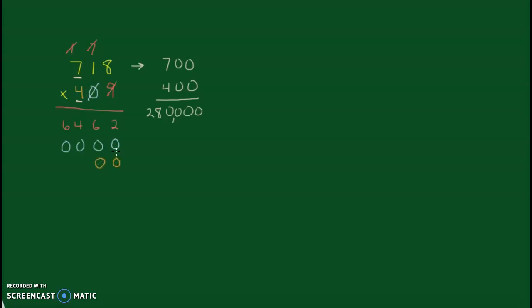Anytime we multiply a whole number by 100, it's going to end with 2 zeros. Start at the top from right to left. 8 times 4 is 32. 1 times 4 is 4, plus 3 is 7. And 7 times 4 is 28.